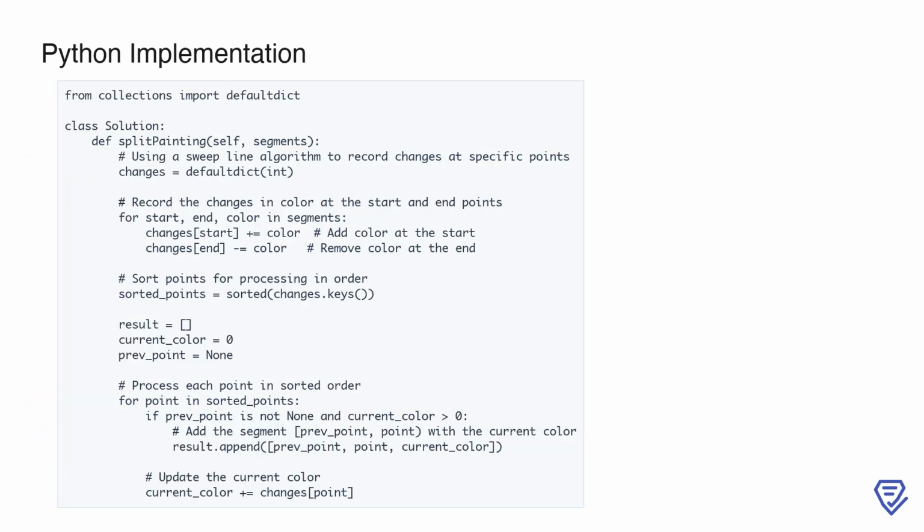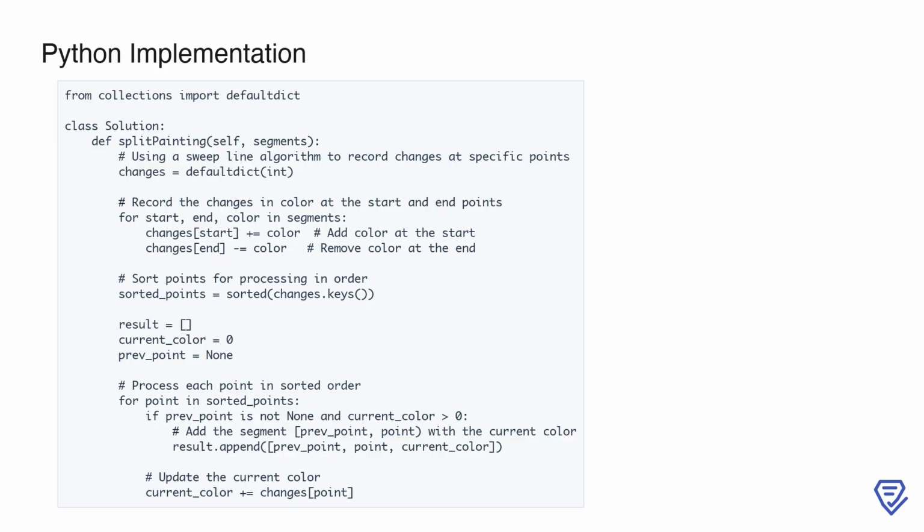Here, we start by importing the defaultdict class from the collections module, which will help us manage the changes in color efficiently. Then, we define a class called Solution, and within it, a method named split painting that takes a list of segments as input. Each segment contains three values: the start point, the end point, and the color applied to that segment.